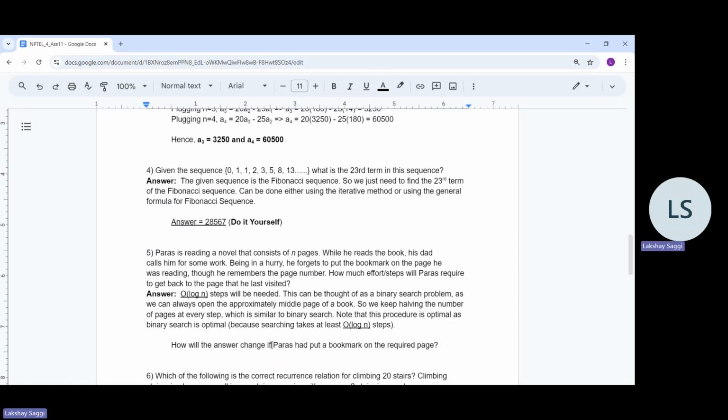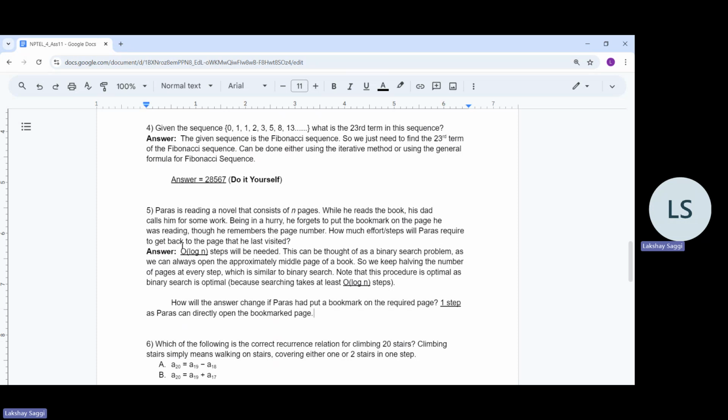In this case, this is easy to see. If Paras had indeed put a bookmark on the required page, then we can directly obtain the required page in one step. This is because Paras can directly open the bookmarked page. So this is not too difficult of a question. I just want to make it explicit.